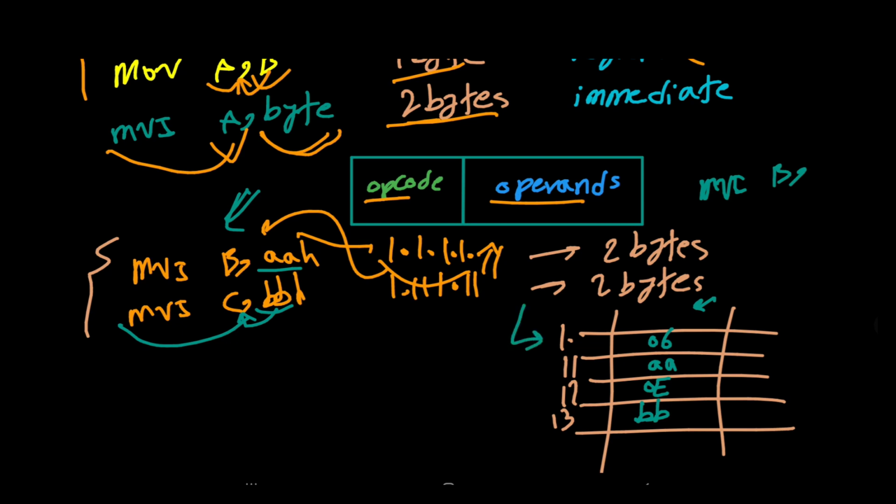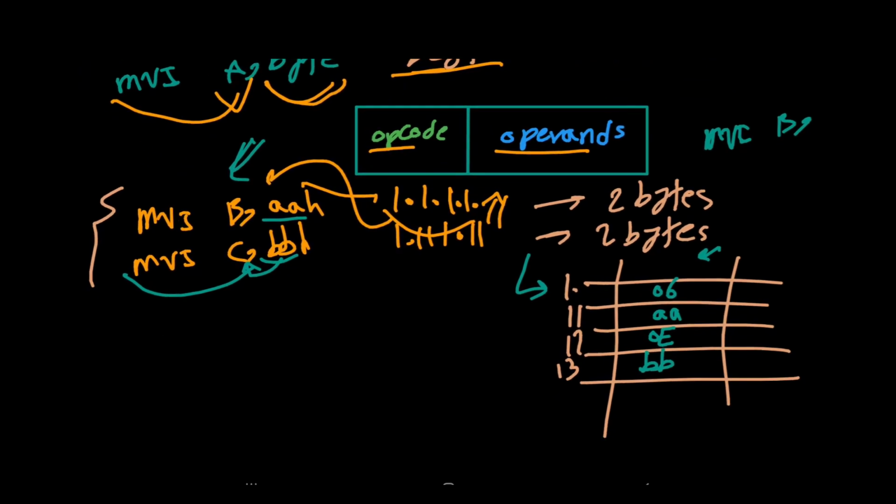Then the PC would point to this location, and the CPU would just retrieve the bytes and figure out that the next byte should go to either the B or C register. After the execution of these two instructions, we would have this value in the B register and this value in the C register. But you had a better option.